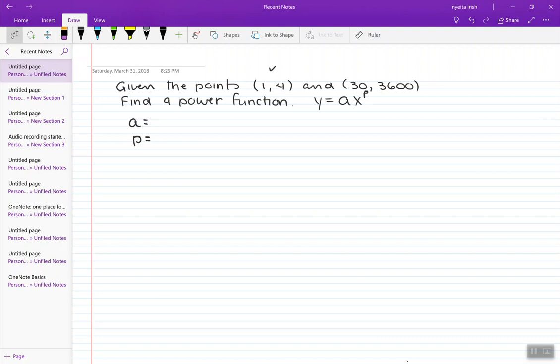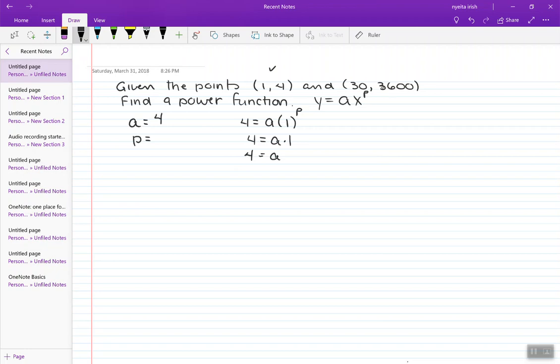Start with your first point first. Plug in the x and the y for x and y in your equation. So I have 4 equals a times 1 to the p power. 1 to any power is just 1. So this is really the same as 4 equals a times 1, or a equals 4. So we have part of the problem already done. A is 4.